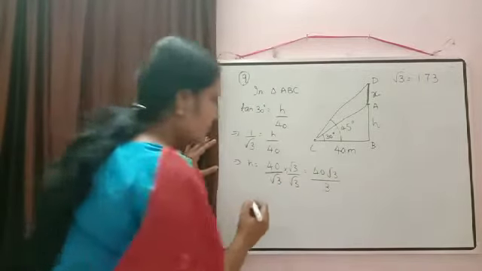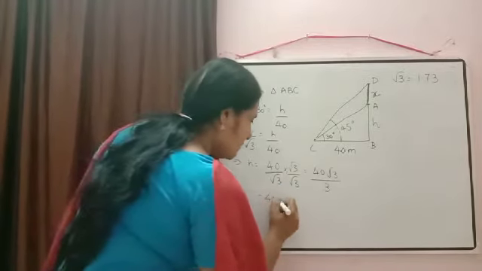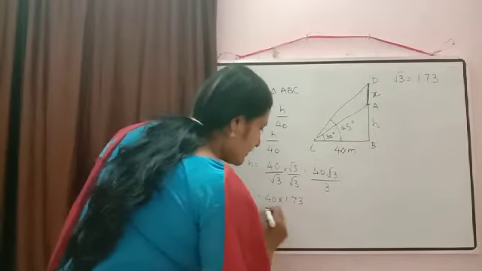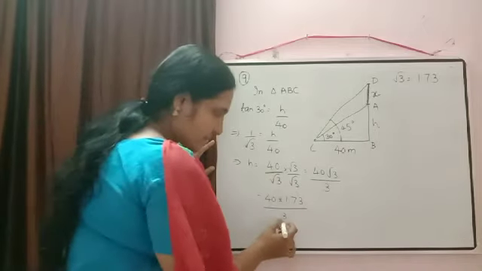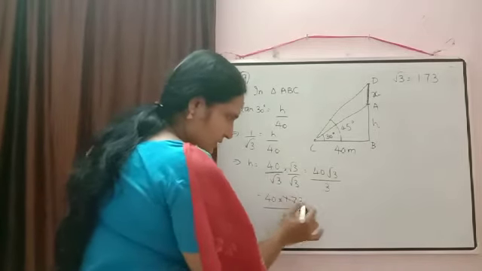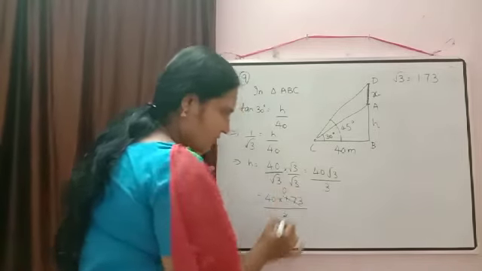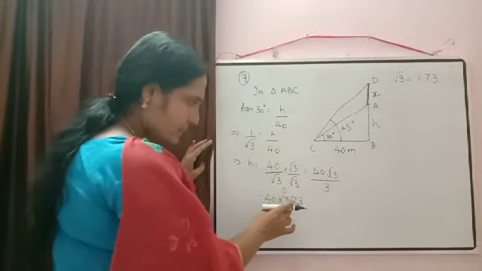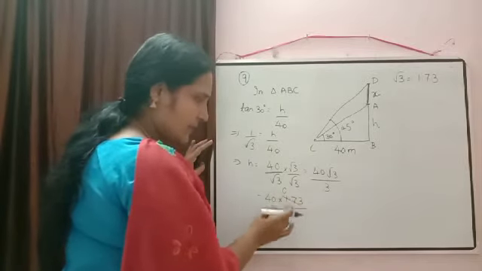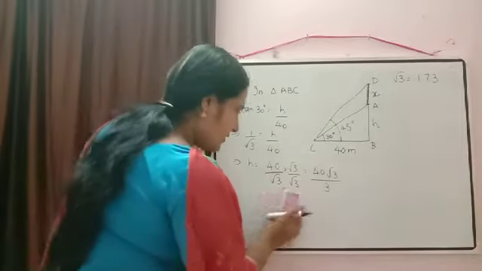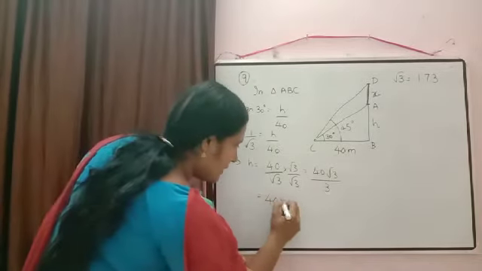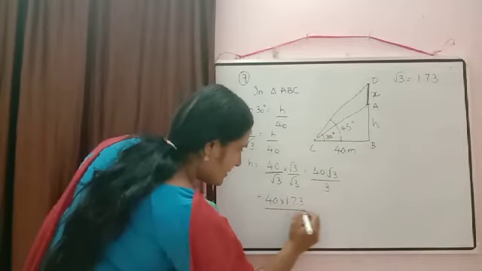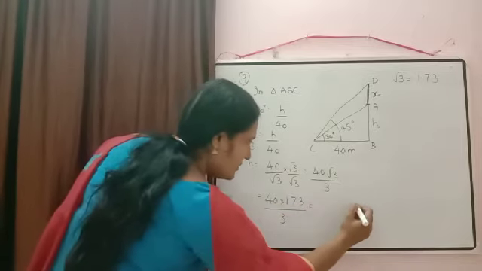Now we can substitute the value there. So 40 into 1.73 by 3. So can we cancel this one? Otherwise you can multiply this one if you want. 40 into 1.73 by 3. So I am just doing the multiplication.